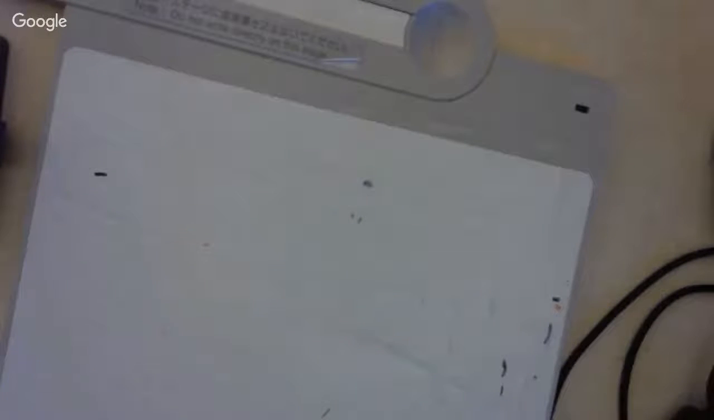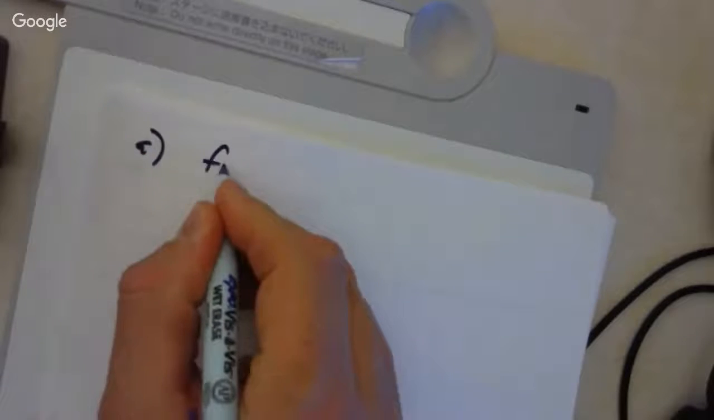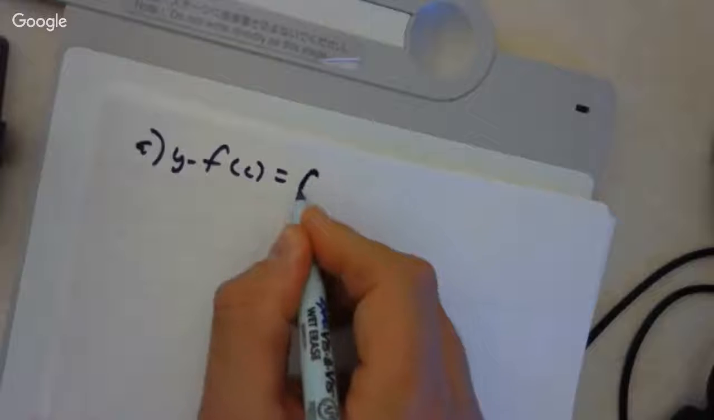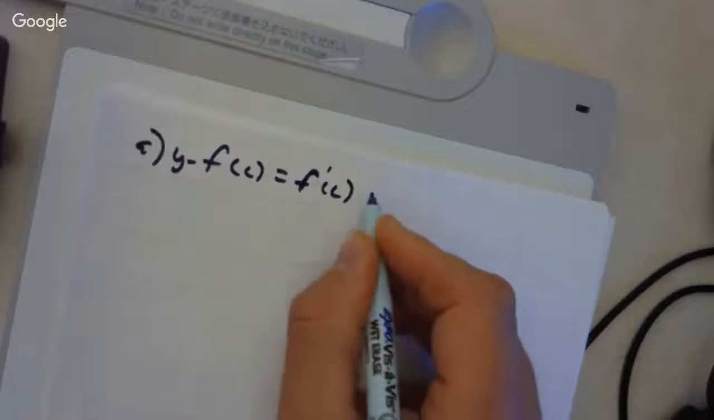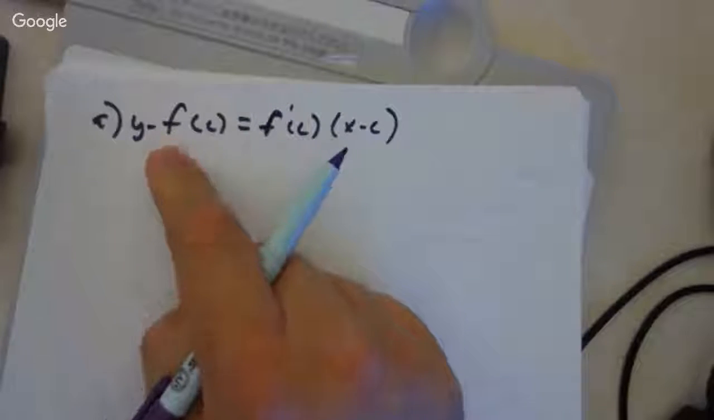So now we got to do something with that. What do we have to do? We have to find the equation of the normal line and the tangent line. I'll do that once for you. The equation of the tangent line is y minus f of c is equal to f prime at c times x minus c.